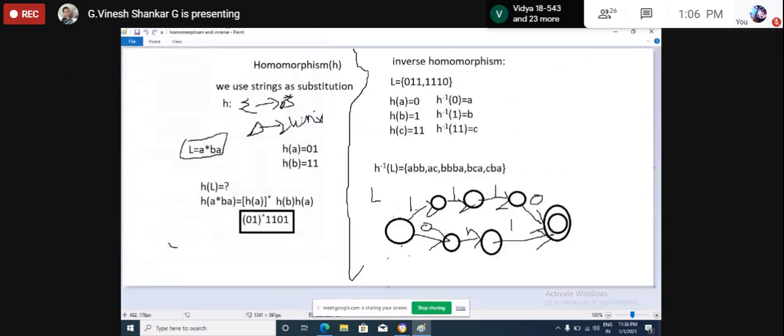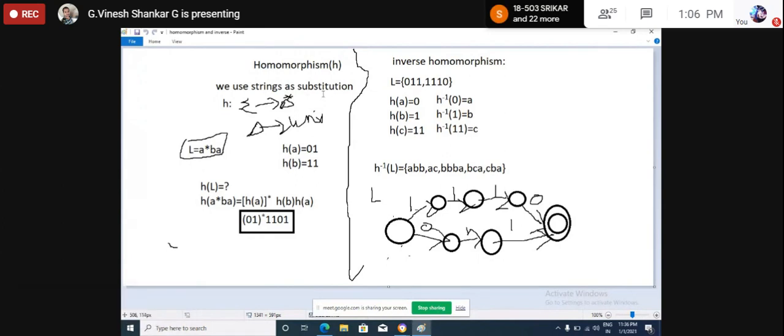See the homomorphism here. We use strings as a substitution here. There we were using the symbols as a substitution. Please remember the definition of substitution: every input symbol is substituted with some regular language. Now here we use strings as a substitution.